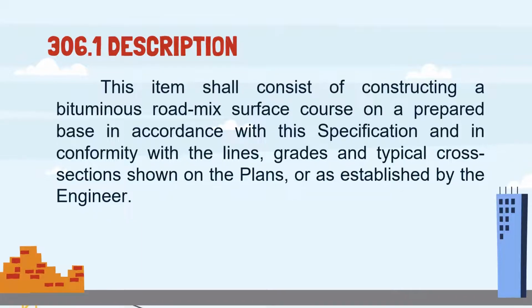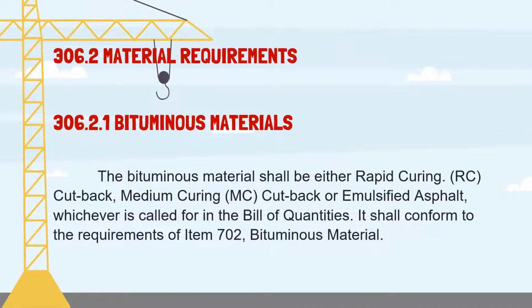Next. 306.2 Material Requirements. 306.2.1 Bituminous Material. The bituminous material shall be either rapid curing cutback, medium curing cutback, or emulsified asphalt, whichever is called for in the bill of quantities. It shall conform to the requirements of Item 302 of bituminous material, and these are the materials that can be used in a bituminous road mix surface course. Next.